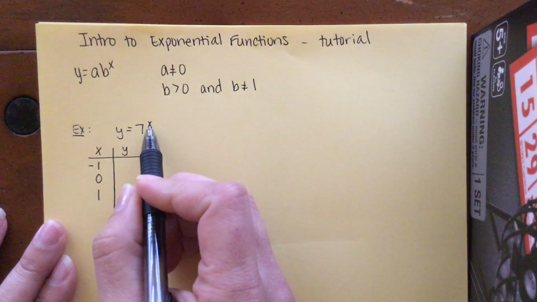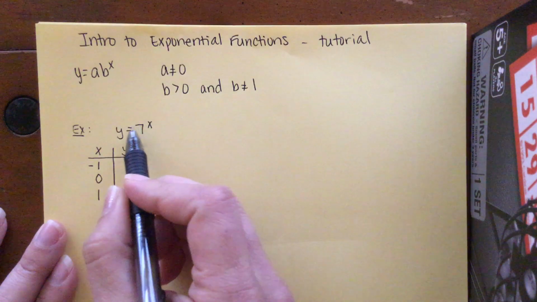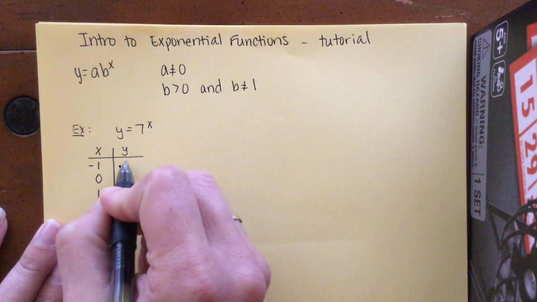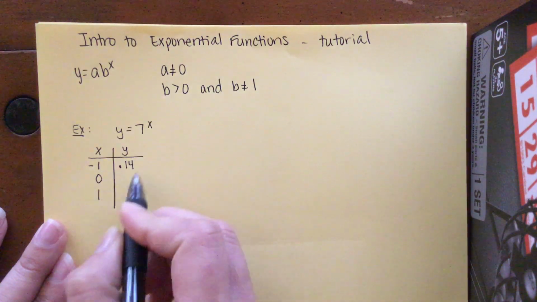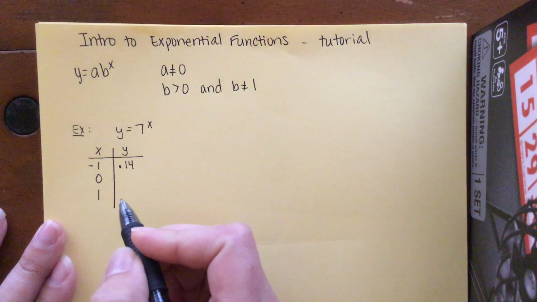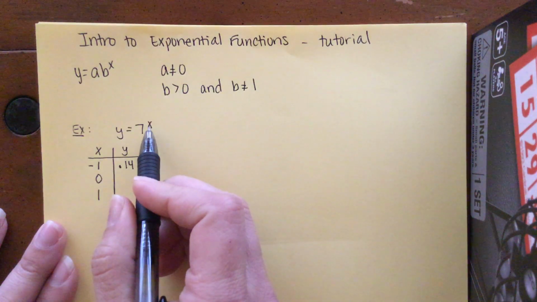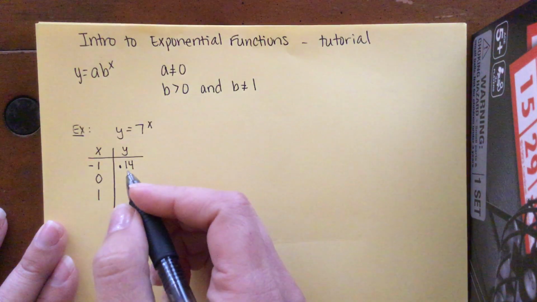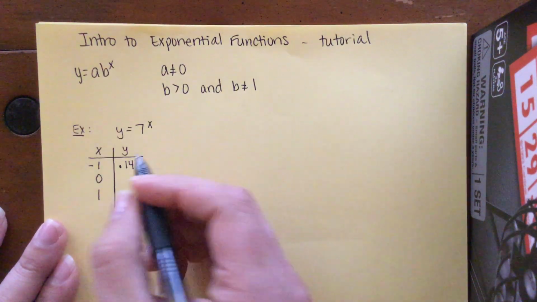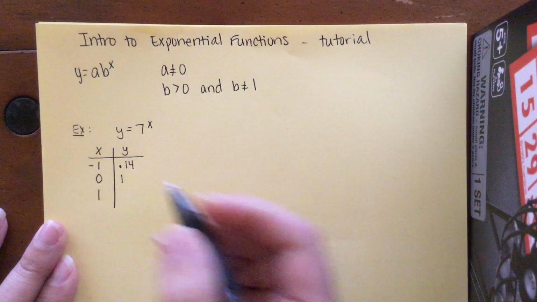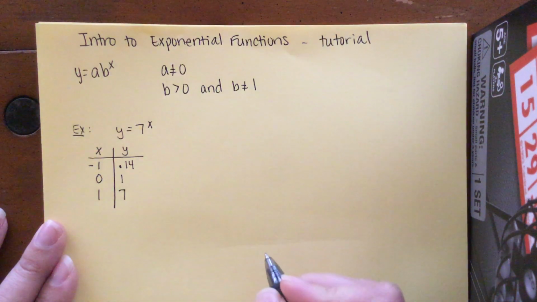So if I plug in a -1 into this equation, I get 7 to the -1 power, which is 0.14. And it's easier to look at this decimal value versus a fraction when we get to graph it. Plug in a 0, 7 to the 0 power. We've studied exponents, so we know that anything to the 0 power is always a 1. Plug in a 1, you get 7 to the first power, which is 7.